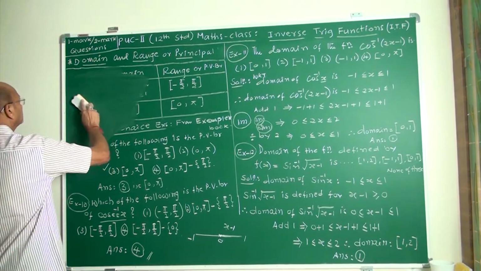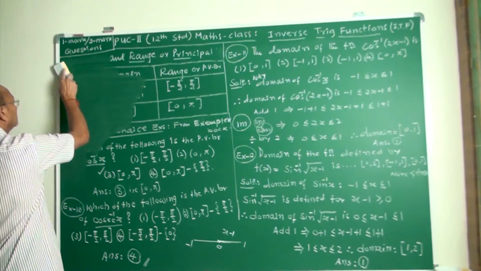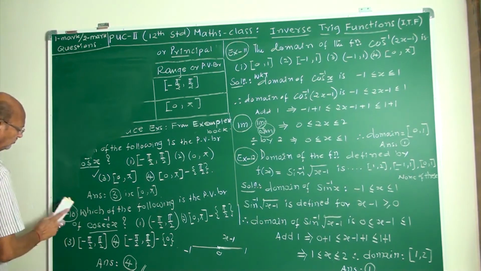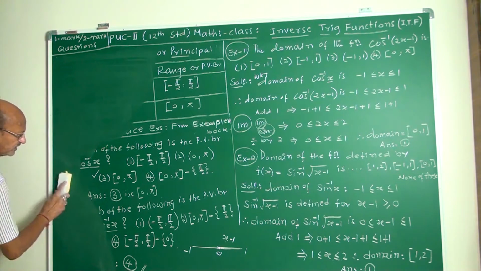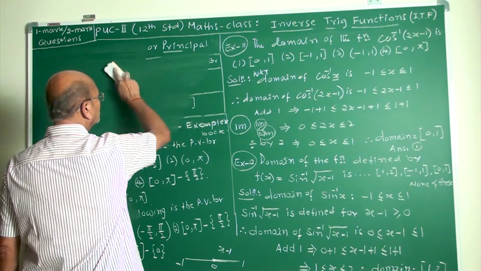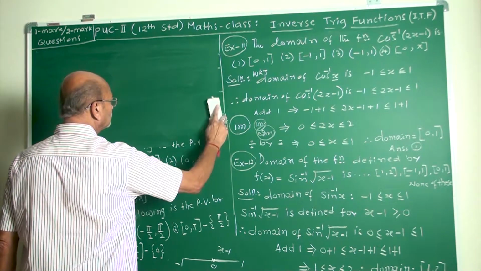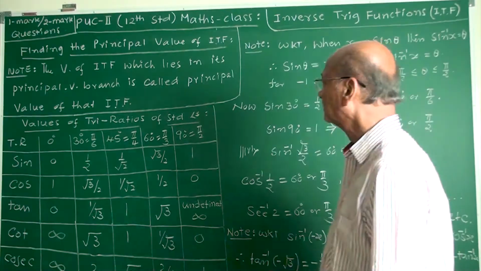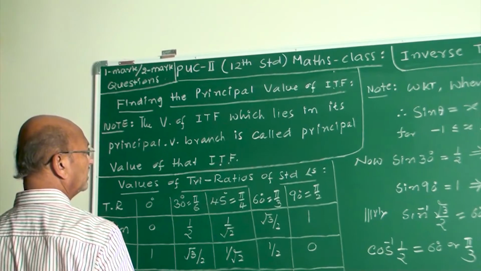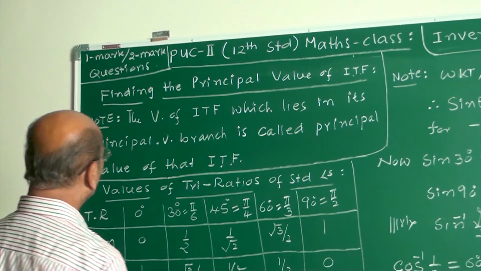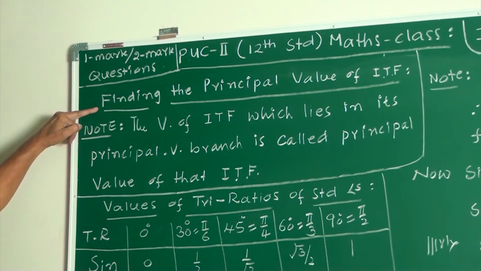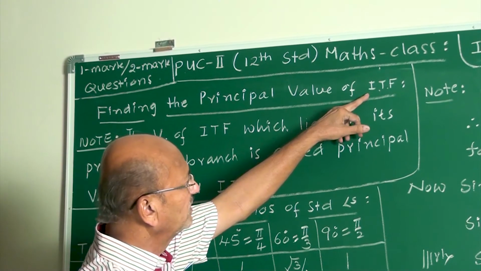Next, 2 mark questions, my friends. If you see, they are examples based on finding the principal value of inverse trigonometric functions. Next comes 1 mark, otherwise 2 mark questions. They come under finding the principal value of inverse trigonometric functions.